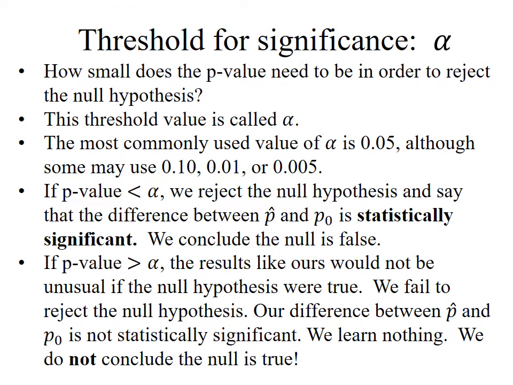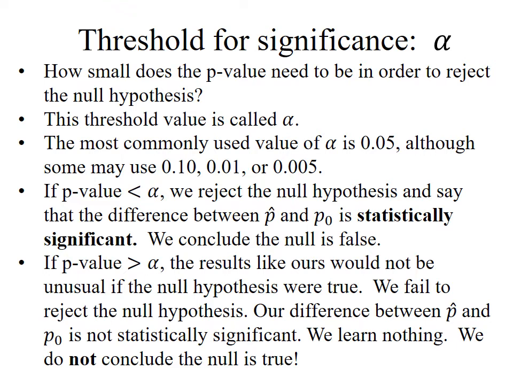Exactly how small does that crazy p-value need to be in order to reject the null hypothesis? We call this threshold alpha, after the first letter of the Greek alphabet. Typically, the most commonly used value of alpha in various scientific studies is 0.05, 5%. You will find published studies where they use an alpha of 0.1 or 0.01 or 0.005. Those happen too. So here's how it works.